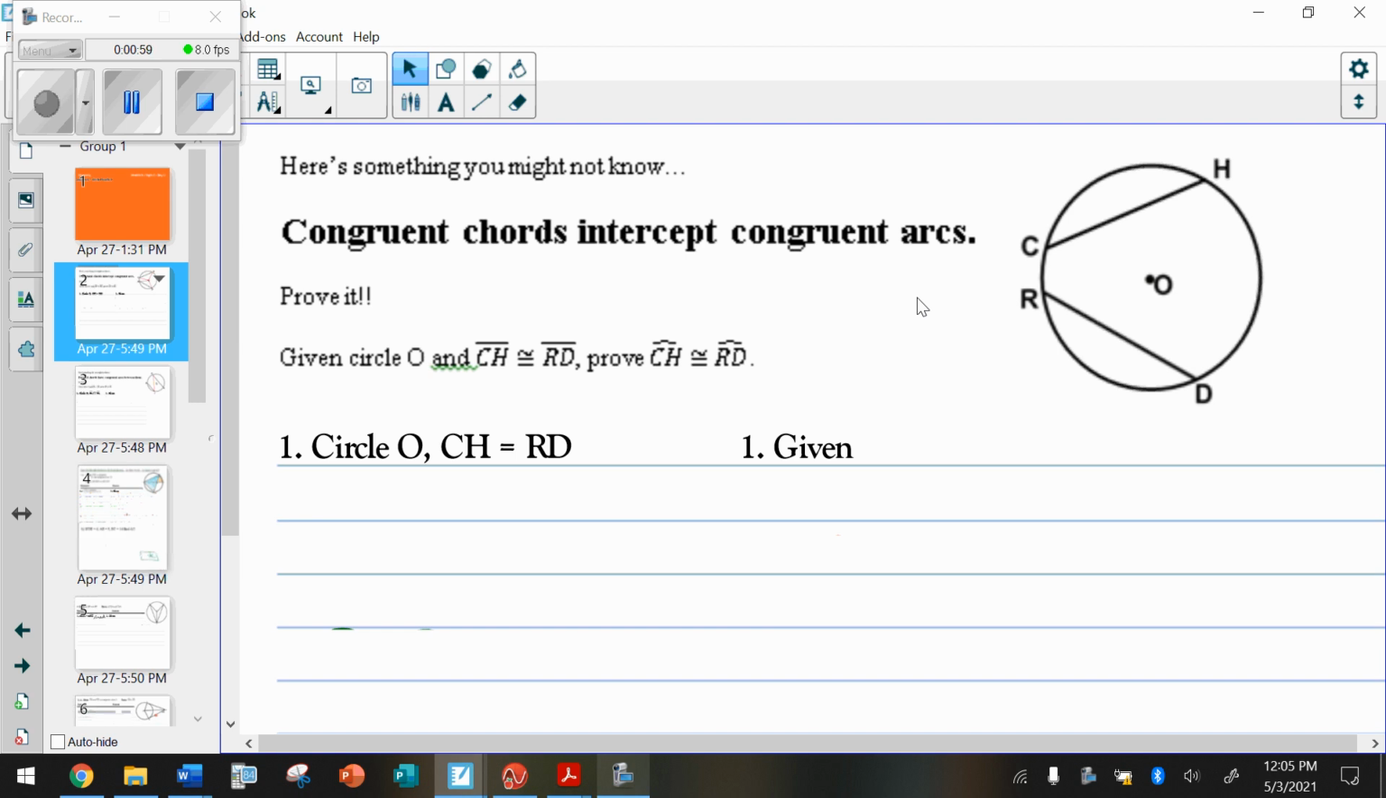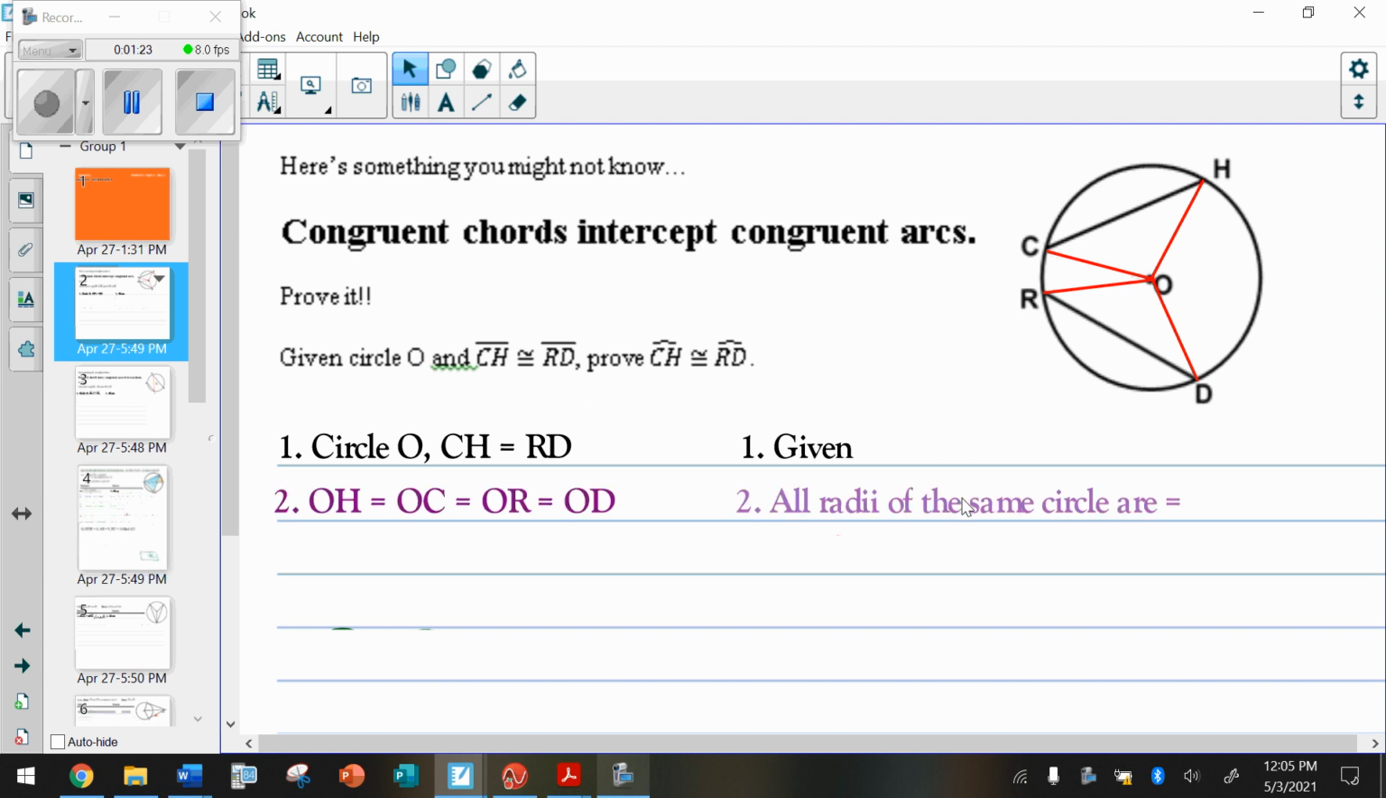So let's first draw in some auxiliary radii, shall we? Let's create triangle COH and create triangle ROD. So draw in those auxiliary segments. Now, because the segments that we just drew in are radii of the same circle, then we all know that they are equal to each other. All radii of the same circle are equal. We're trying to prove eventually that arc CH is congruent to arc RD.